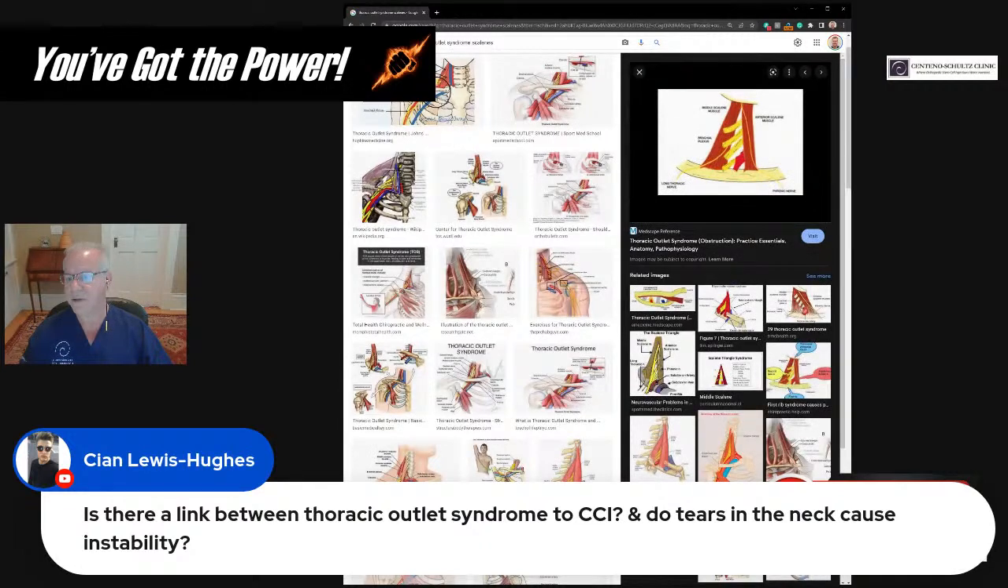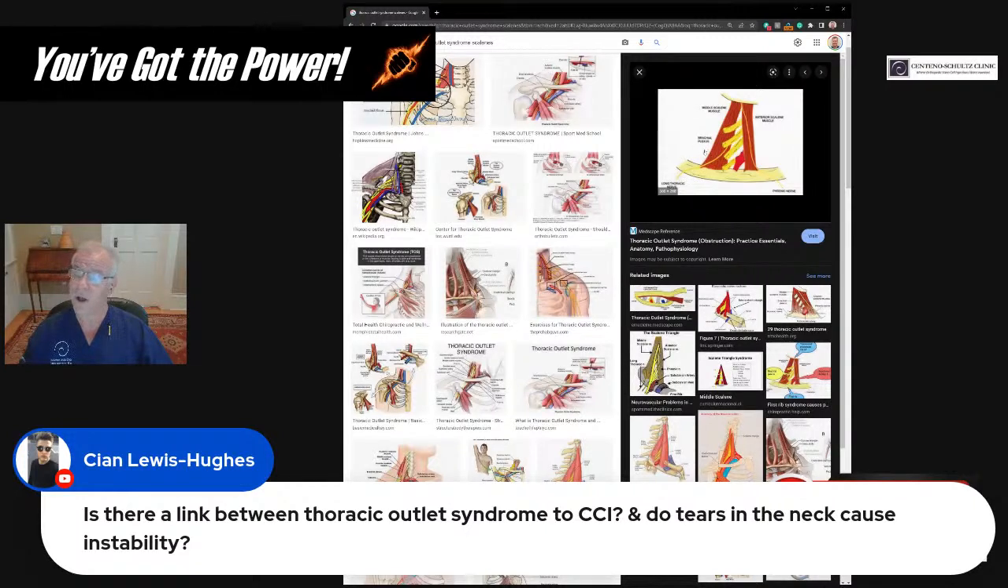So the scalene muscles serve as the wall, if you will, or the walls of the thoracic outlet. So the floor would be this first rib here, and the walls of the house, if you will, where the nerves come through, are those scalene muscles.